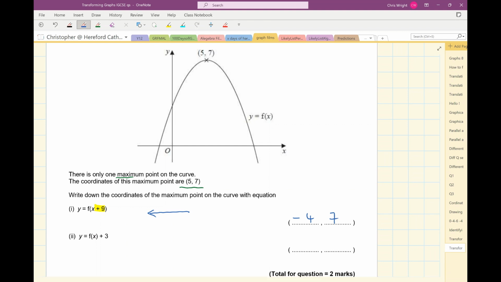Part 2. Right, the change is outside of the bracket. It's going to be a change to the y-coordinate, and it's going to be a change in the direction I'd expect. So I'm going to add 3 to the y-coordinate. The x-coordinate remains the same, and the y-coordinate is 3 more.